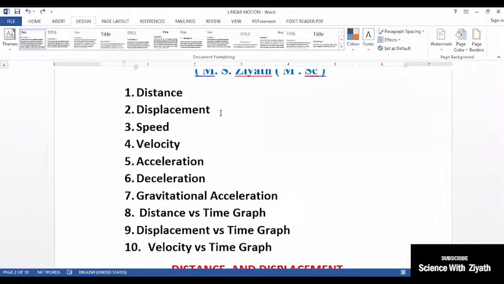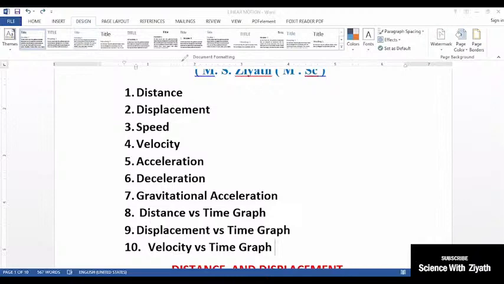And these 10 terms: the distance, displacement, speed, velocity, acceleration, deceleration, gravitational acceleration, distance versus time graph, displacement time graph, velocity time graph. Another one, the 11th one, would be the gravitational acceleration. So these 10 terms should have been discussed when you were studying this theory part, right? Okay, so here look at this one.